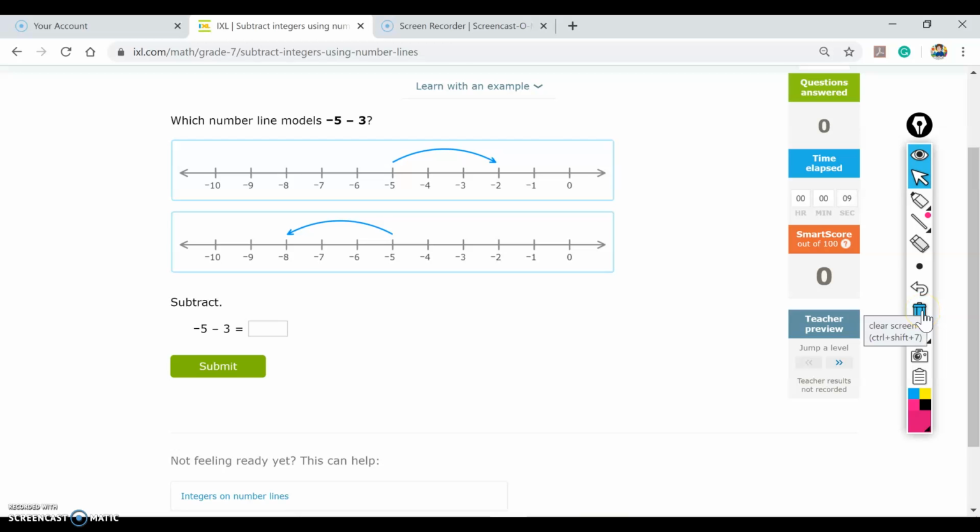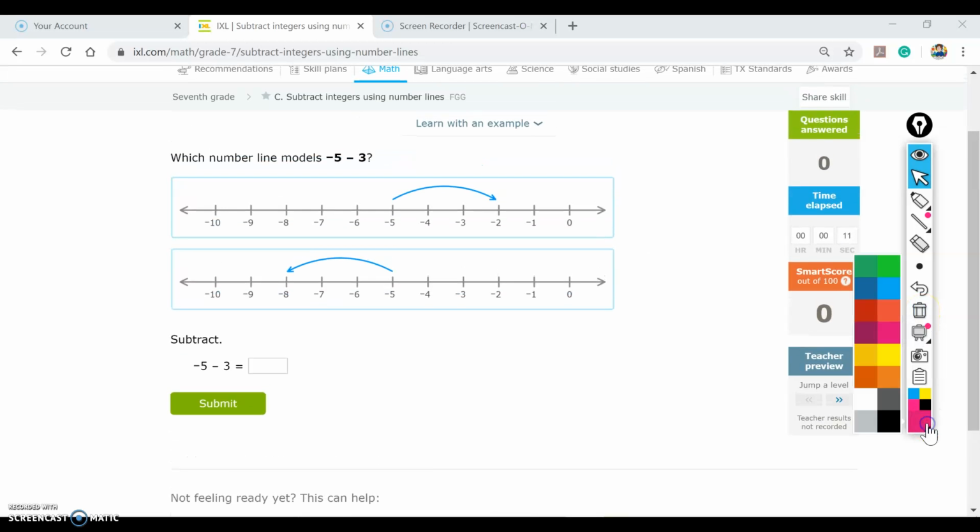Hello students, so today we're going to go over the second skill of the week, which is FGG. So if you're watching these videos because you are working on the skill FGG, which is subtracting integers using number lines. Yesterday you learned how to add integers using number lines, so today you're going to learn how to subtract integers using number lines. In the same way as yesterday, we're going to pick the number where we're going to start according to the problem given.